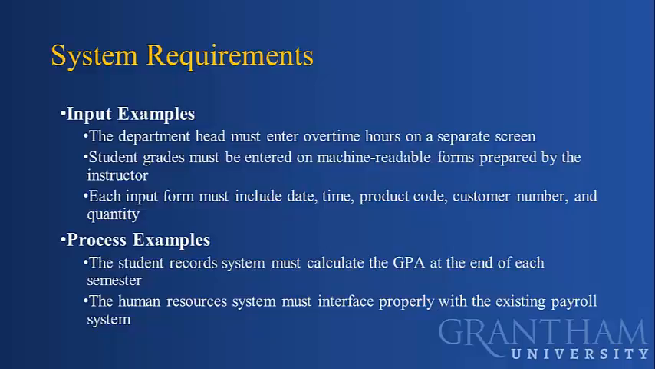Process examples are: the student record system must calculate GPA at the end of each semester. The human resources system must interface properly with the existing payroll system. Think about some output, input, and process examples based on your experiences.